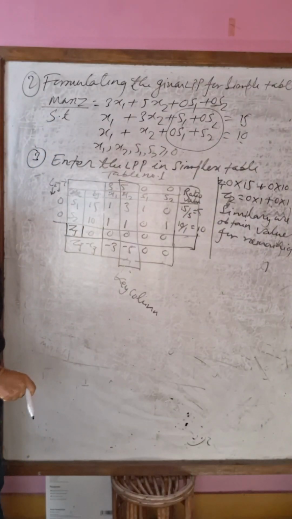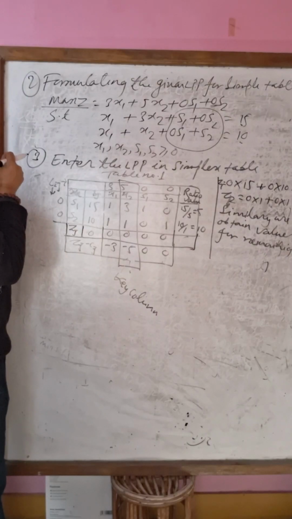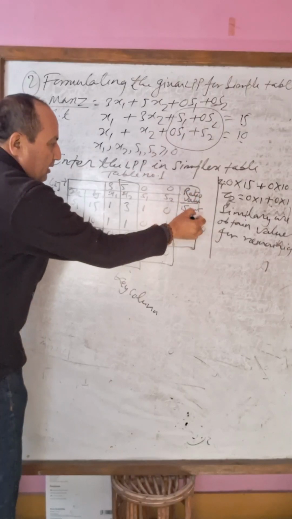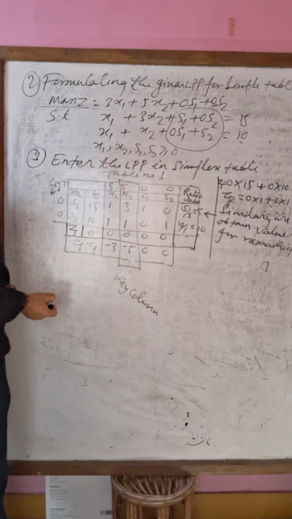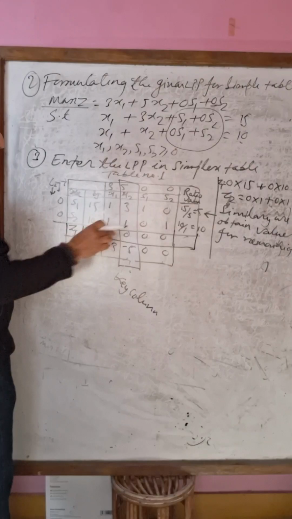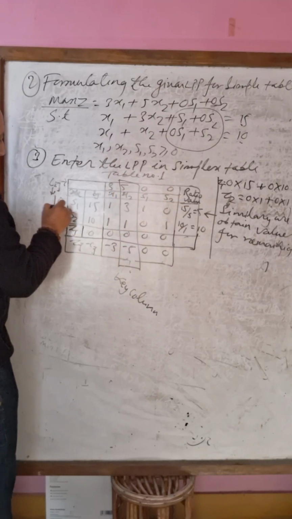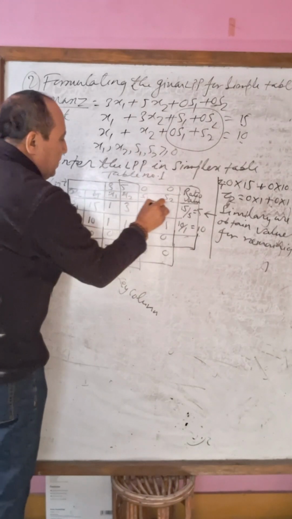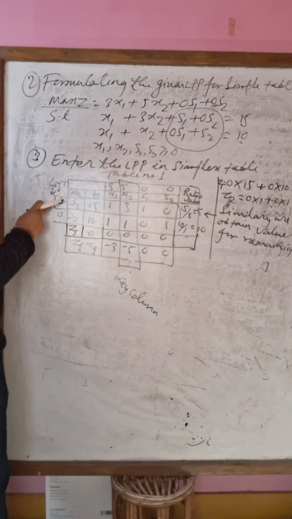Now which one is minimum? You identify the minimum positive ratio. Out of these ratio values, the minimum positive value is 5. You concentrate on the minimum positive value only. The row with the minimum value we consider as the key row. This row is the key row.